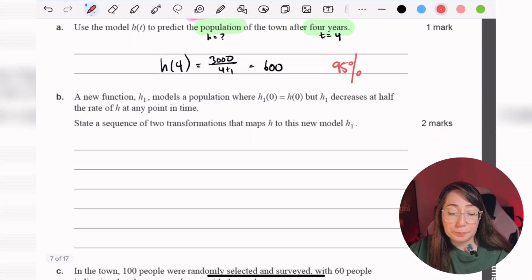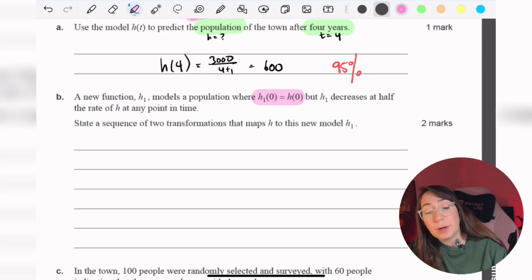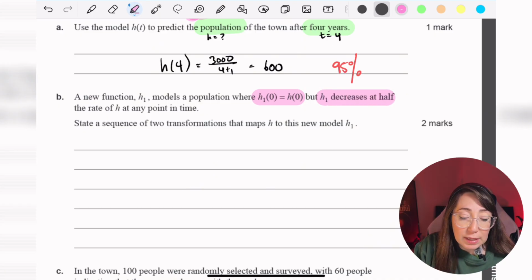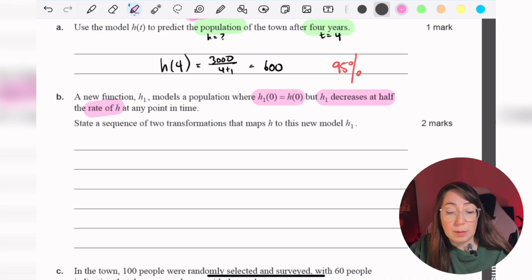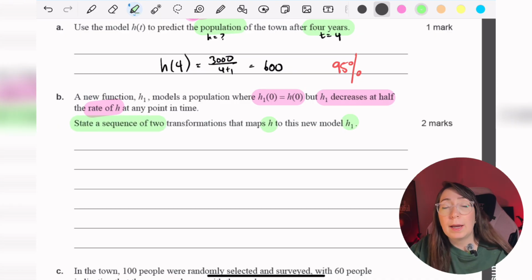Okay, part B. A new function h1 models a population where h1 of 0 is equal to h0, but also h1 decreases at half the rate of h at any point in time. Very interesting wording. So first of all, h1 of 0 is equal to h0, so the starting point of both of these graphs is the same, but the rate is going to be decreasing at half of that of h at any point of time. And then it tells us to state a sequence of two transformations that maps h to h1.